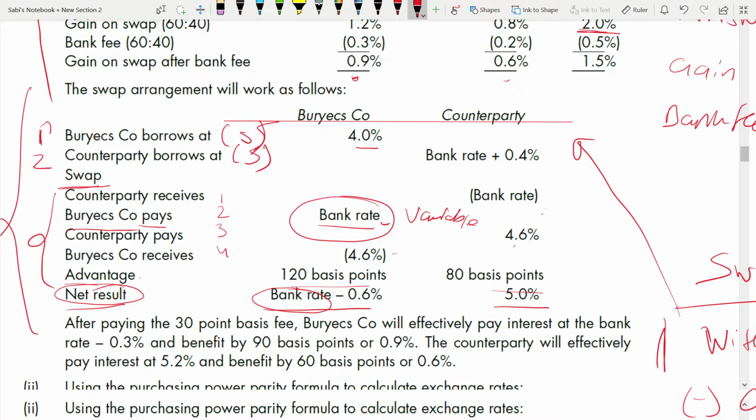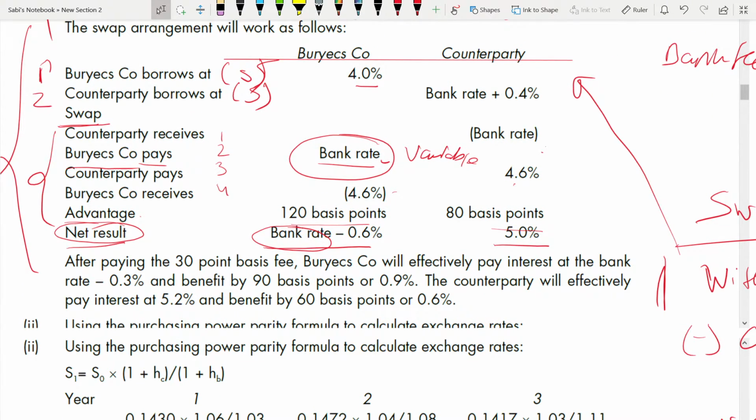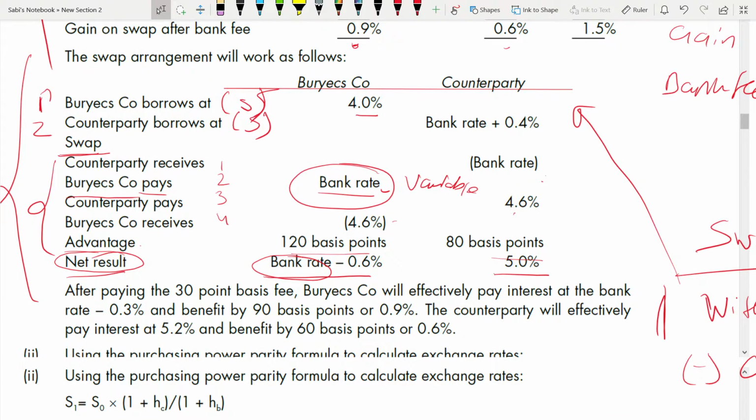You can check after you are done with all this. Now we have completed the swap table. After this, you can check whether your swap is correct or not, 100% correct or not. Do the calculation and see, are you getting the net result? How will I check? Let's see. Let me do it here.